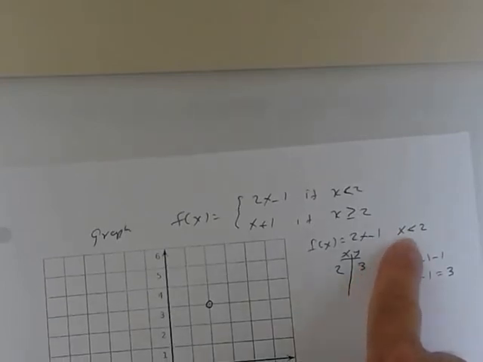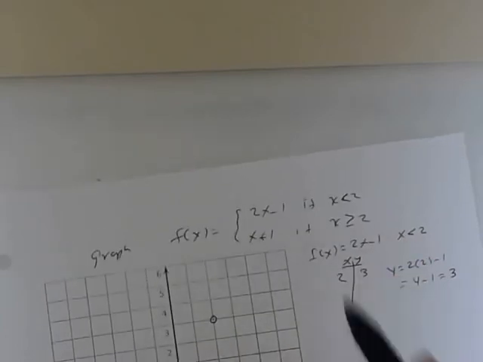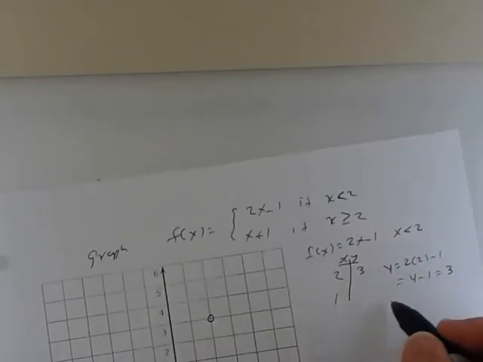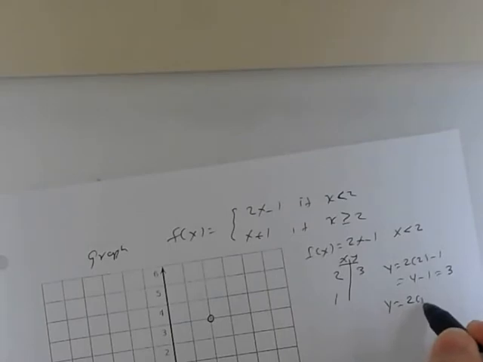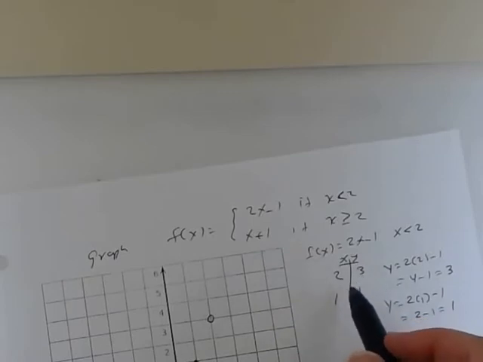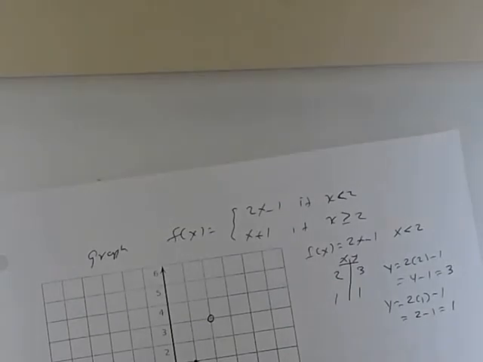Give me just one more. 1. Okay, fine, 1. When x is 1, I get y equals 2 times 1 minus 1. 2 minus 1 is what? 1. So I plot the point 1, 1, which is here. Now that's a closed circle, so you're going to put a dot. Because 1 is in the domain, right? And all you do is just take a ruler and you draw your ray.